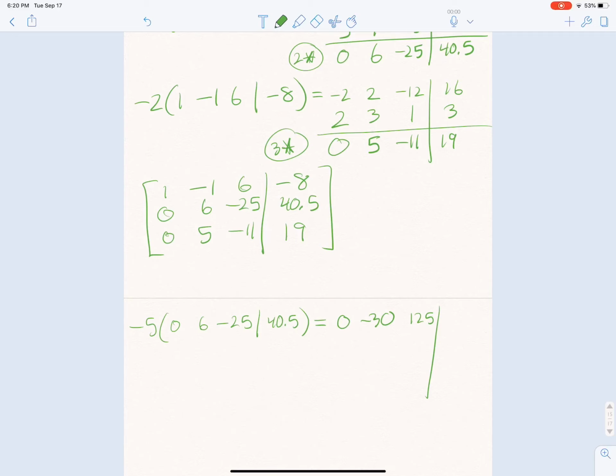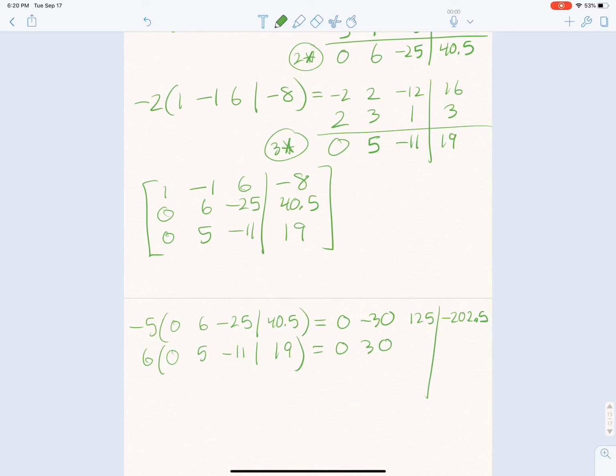402.5? -202.5? Should have known that. Okay. Now I also want to multiply the third equation by what? +6. So 0, 5, -11, and 19, right? So what do I get?